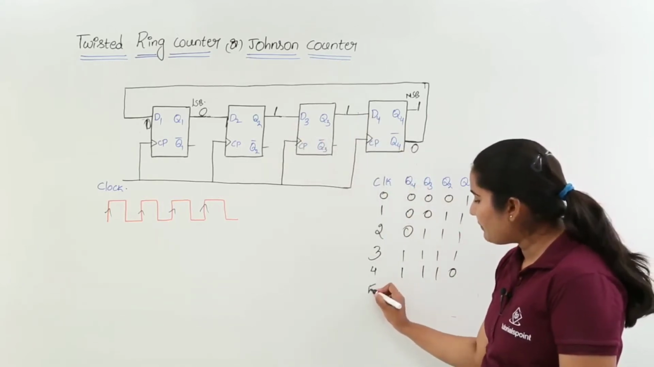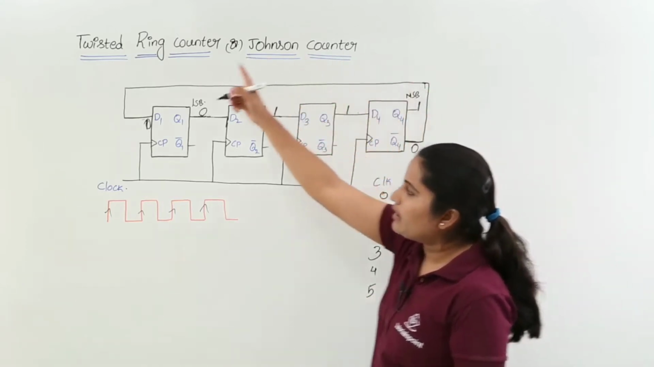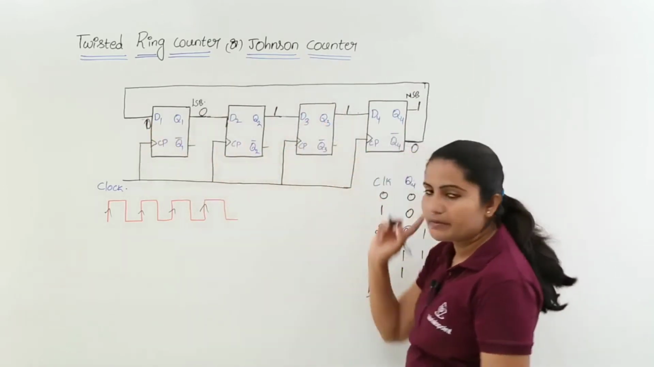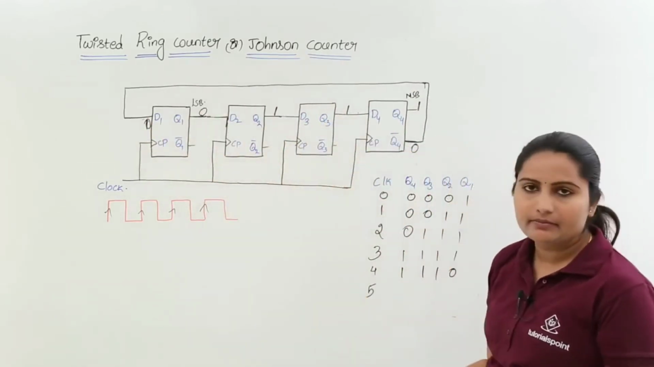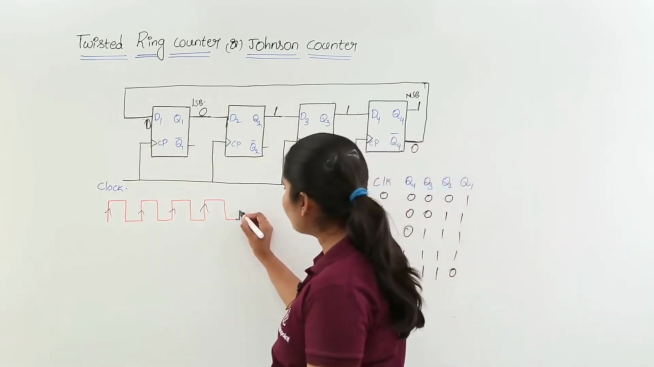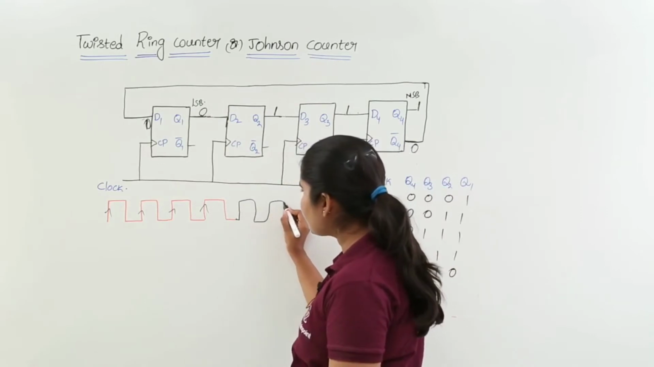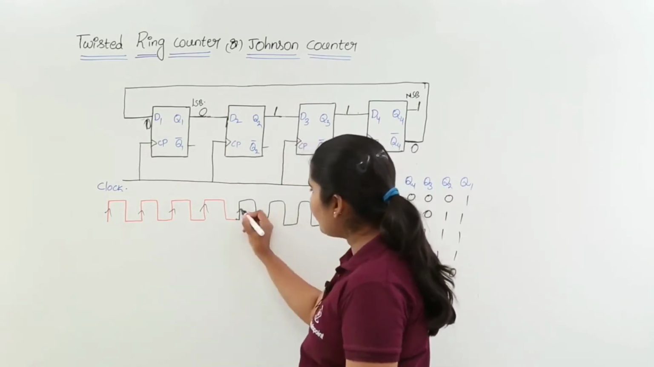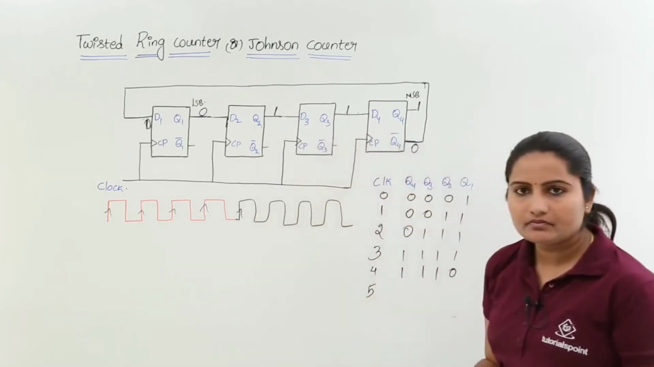Now before the application of the fifth clock pulse, I am going to get ready with my inputs. So 0, 0, 1, 1. I give the fifth clock pulse. So if I give the fifth clock pulse, you need to take 2n clock cycles.